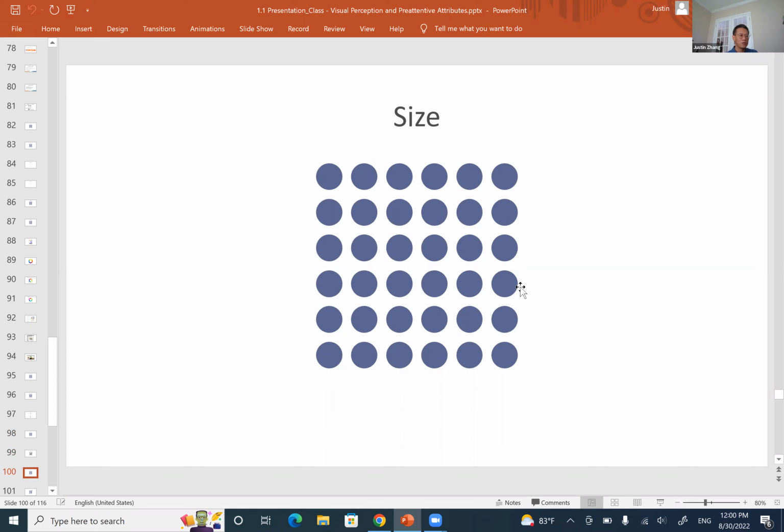Size can also be used to encode both categorical or quantitative data. Sometimes size may not be good for making precise quantitative comparisons, as we cannot precisely tell the differences, or maybe how large the big circle is in comparison to all the other circles. So it may not be very accurate.